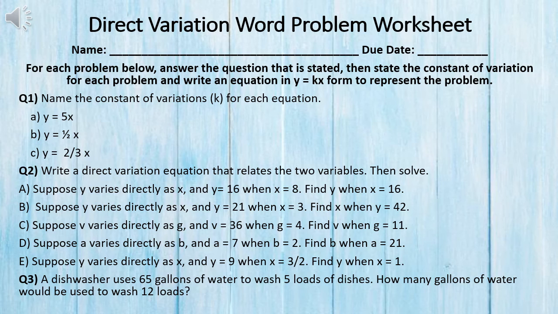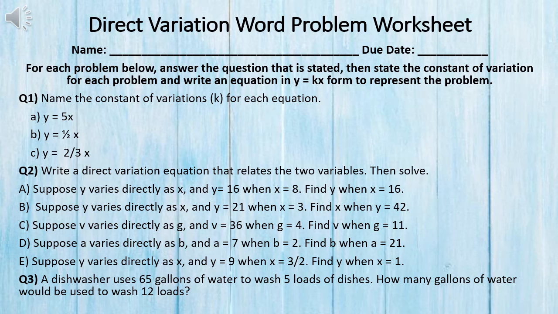So in this, let's see the first one. Suppose y varies directly as x and y is equal to 16 and x is equal to k. Then we have to find y when x is equal to 16. So in this type of question we will first find the value of k using the equation y is equal to kx, and then we will substitute the value of k in the equation y is equal to kx, and then we will find the value of y when x is equal to 16. So A, B, C, D, E, you have to solve all this in the same manner.